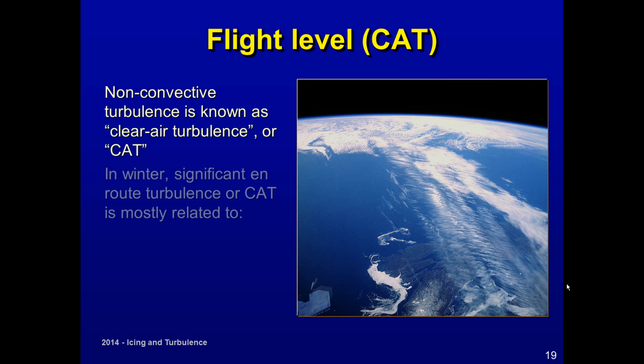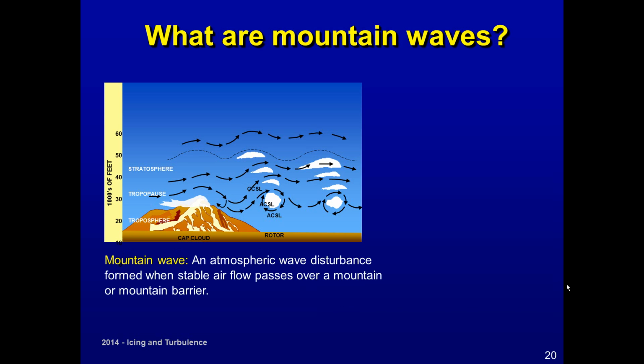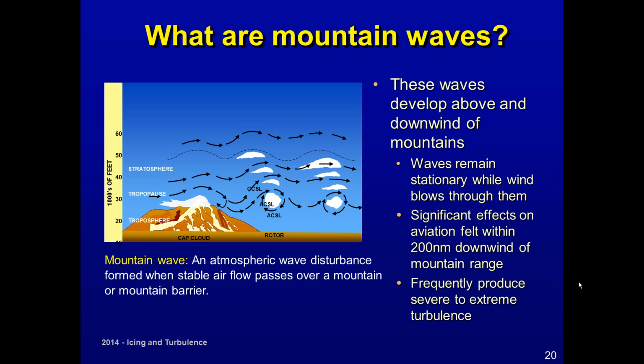Non-convective turbulence, known as CAT in winter, is mostly related to wind shear aloft or mountain wave activity. What are mountain waves? A mountain wave is an atmospheric wave disturbance formed when stable airflow passes over a mountain or mountain barrier. These waves develop above and downwind of mountains. The waves remain stationary while the wind blows through them. The significant effects to aviation are felt generally within 200 nautical miles downwind of the mountain range, and the mountain waves may frequently produce severe to extreme turbulence.